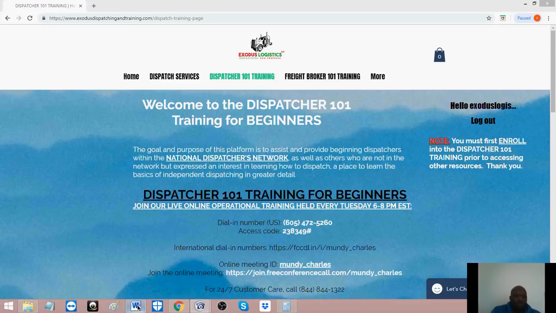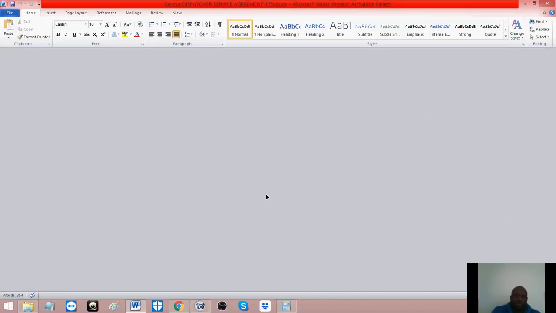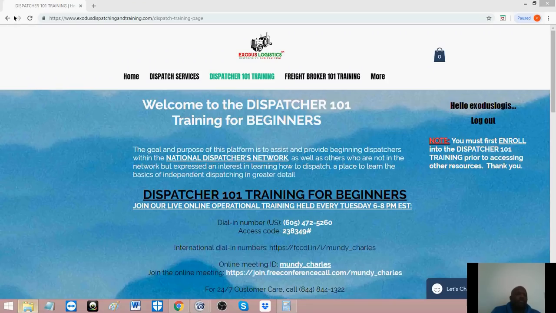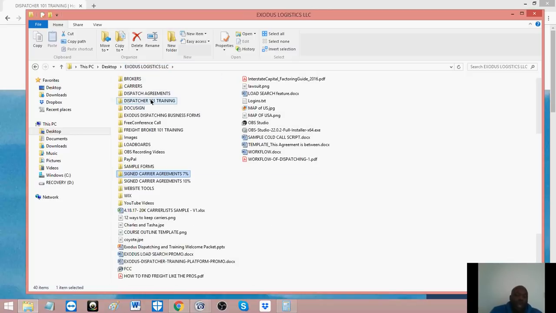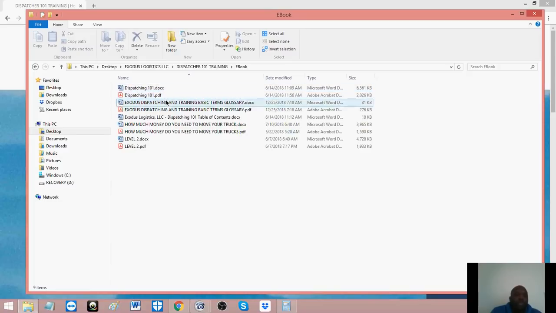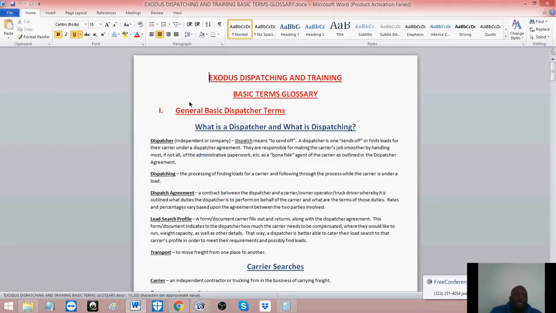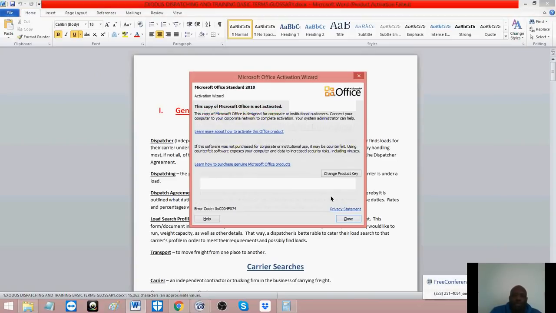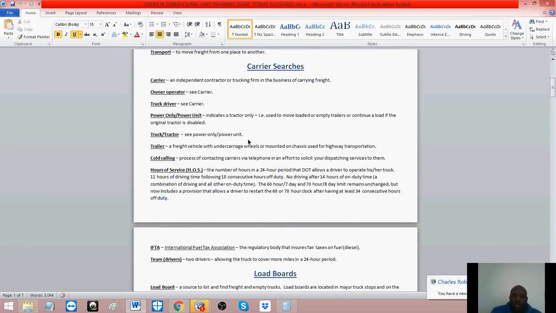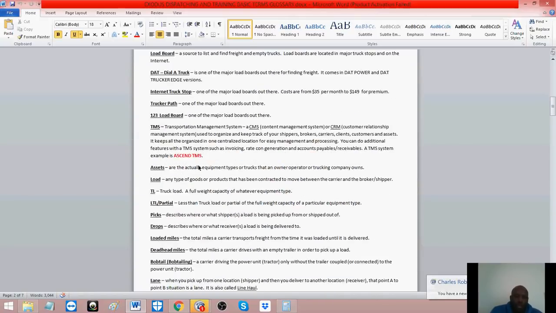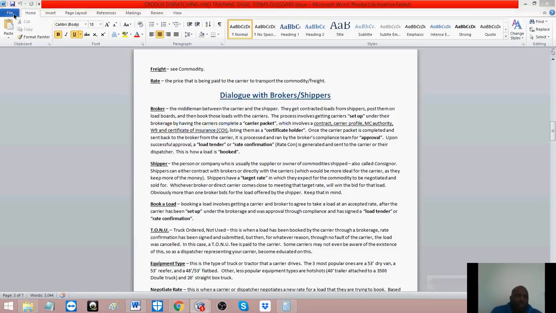Let me show you guys what I'm speaking of, and open it up for you. The glossary has the basic terms, so when you're first coming into this, you will have a level of understanding. The glossary of terms breaks it down in subsections. What is a dispatcher and dispatching, the basic terms and glossary. I put it in PDF format too, but I just wanted to show you the document. So load boards, all the different terminologies involved with that, and it's pretty extensive.